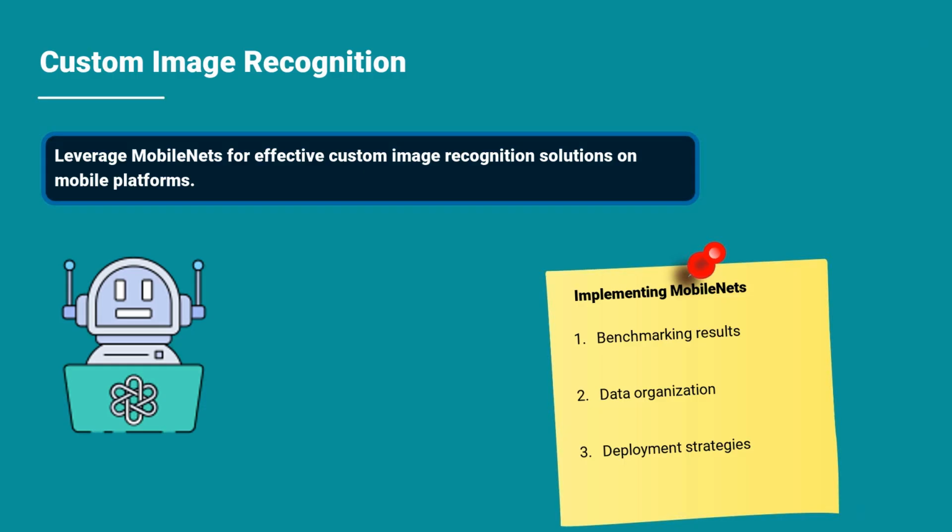Through understanding the architecture, using the retrain script, and benchmarking your results, you can create custom solutions tailored to specific use cases. From data organization to deploying models on devices, each step contributes to a robust image recognition system that can perform effectively on mobile platforms.